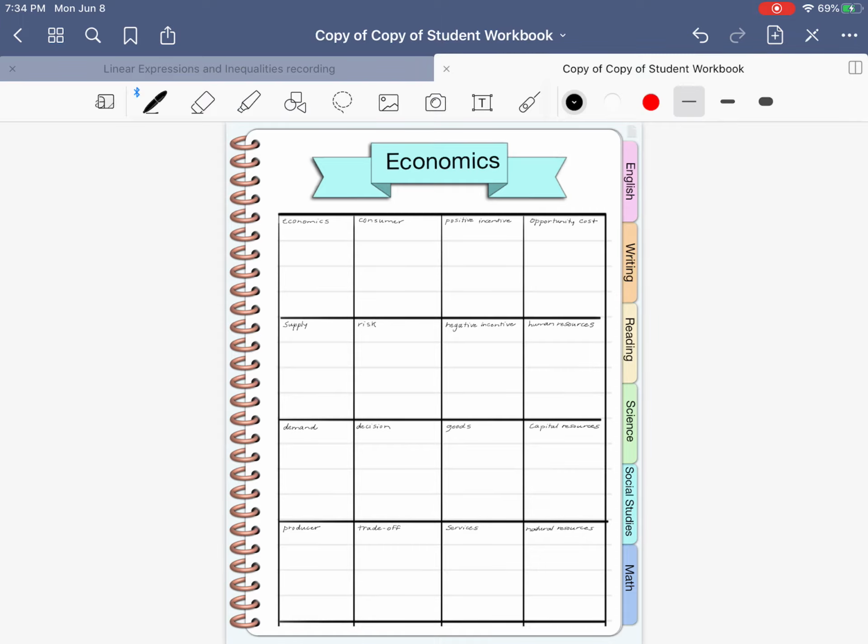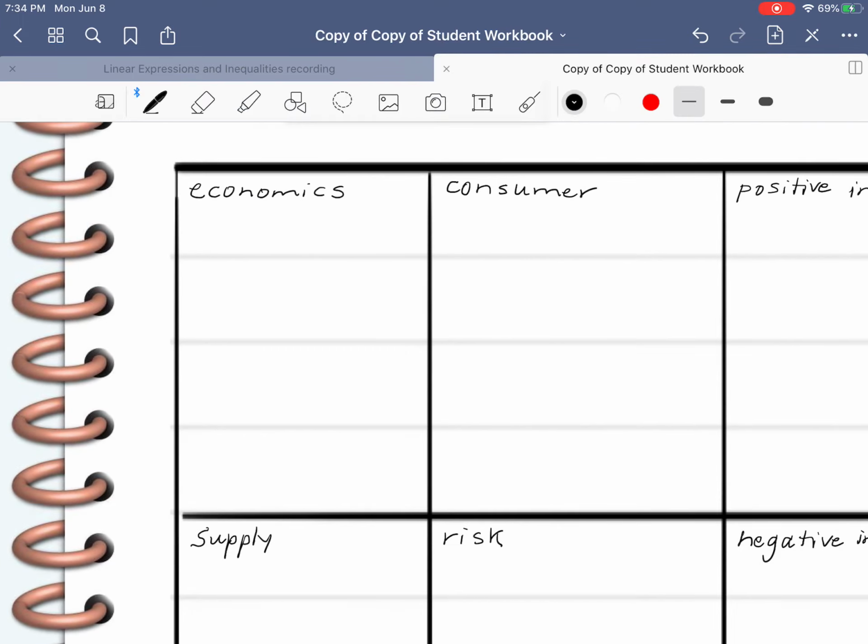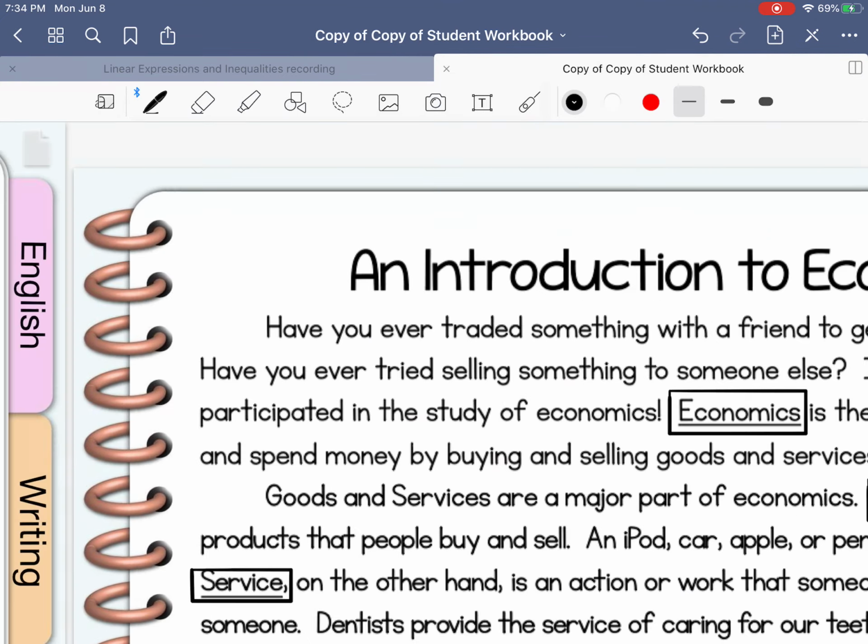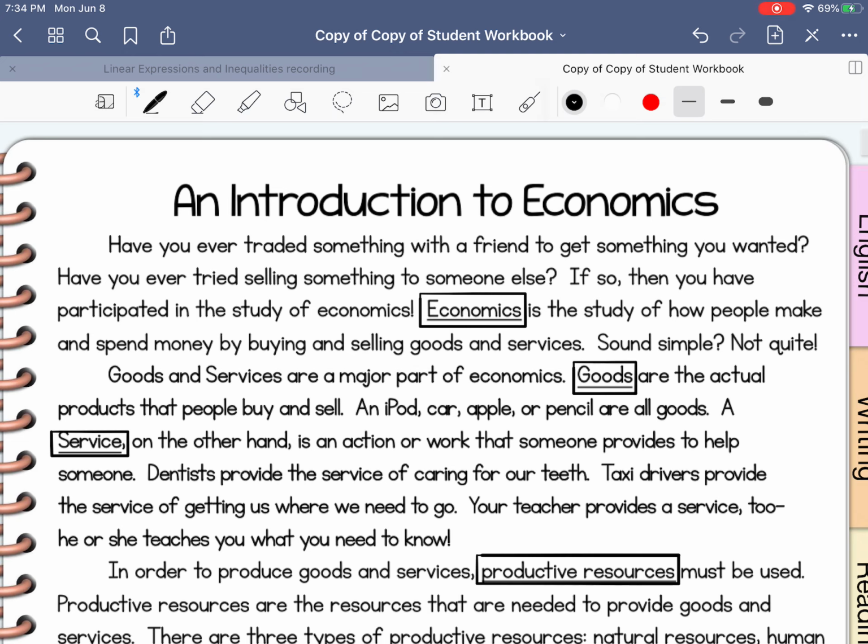So the first definition that we're looking for is that of economics. And I've already read this story. I won't do that again. I just want you to find the term if you have highlighters, or you can use your colored pencils here. I want to use that strategy we learned in science. Economics is, so there's the linking verb, the study of how people make and spend money by buying and selling goods and services. So that's the definition that we need to move to our little door. Economics is a study.